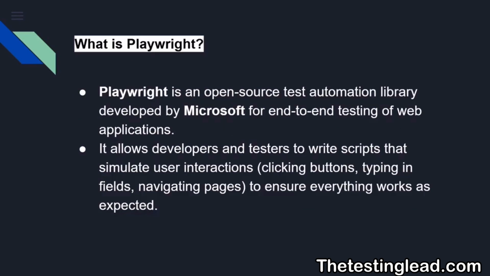What is Playwright? Playwright is an open source test automation library developed by Microsoft for end-to-end testing of web applications. It allows developers and testers to write scripts that simulate user interactions, like clicking on buttons, typing in fields, and navigating pages, to ensure everything works as expected. So it's a library that should simulate normal customer interactions on a website.